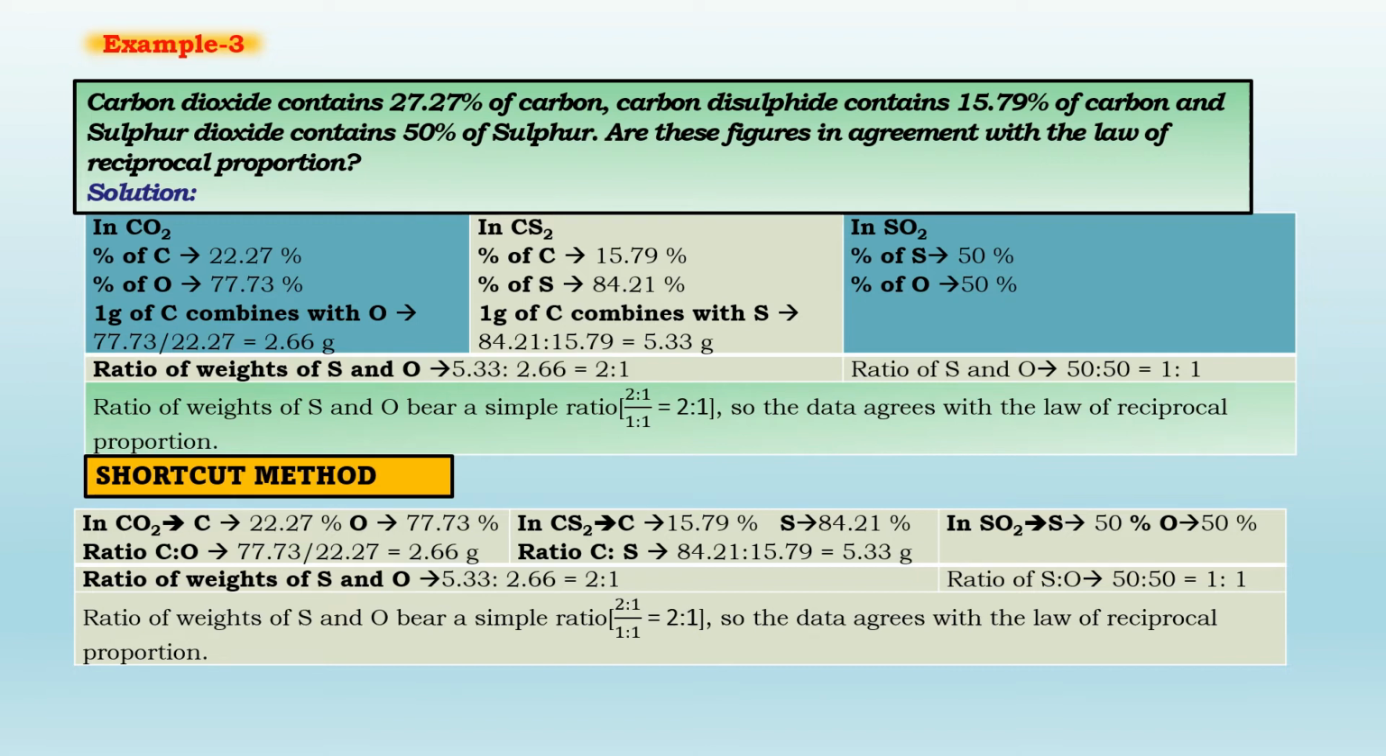In sulfur dioxide, the percentage of sulfur is equal to 50% and the percentage of oxygen is also equal to 50%. So the ratio of sulfur and oxygen in sulfur dioxide is equal to 1 is to 1. So the ratio of weights of sulfur and oxygen bear a simple whole number ratio, that is 2 is to 1 to 1 is to 1, that is equal to 2 is to 1. So the data agrees with the law of reciprocal proportion.